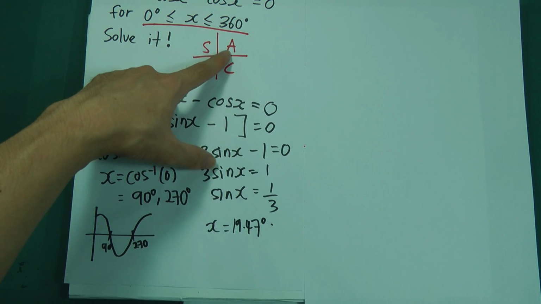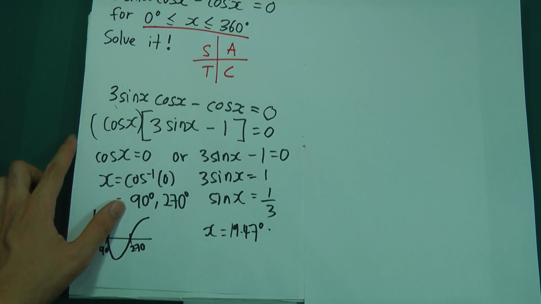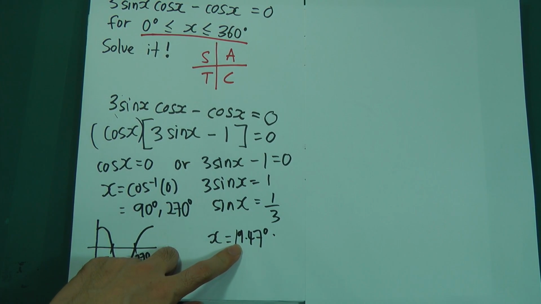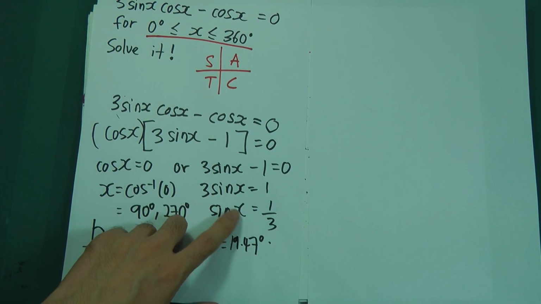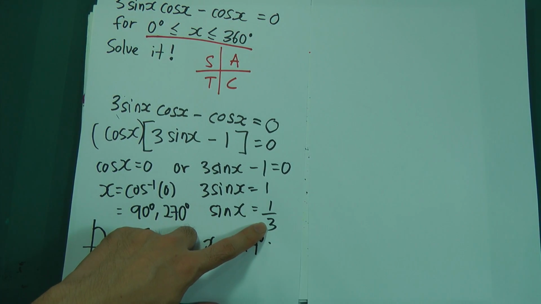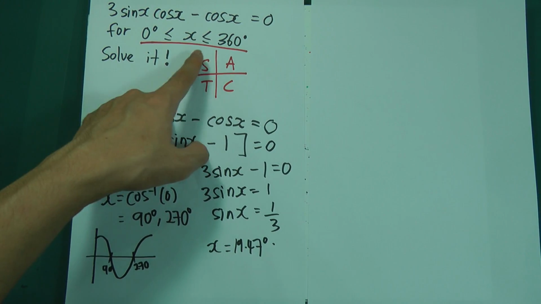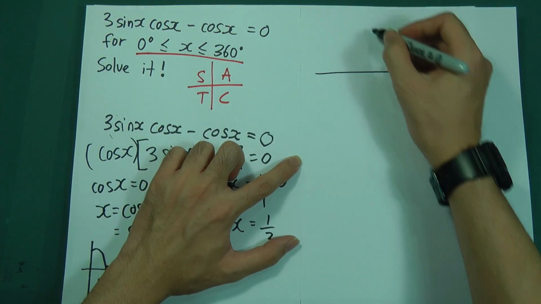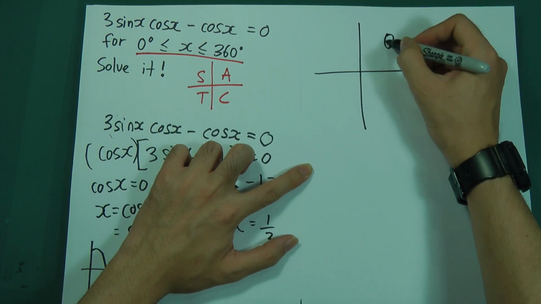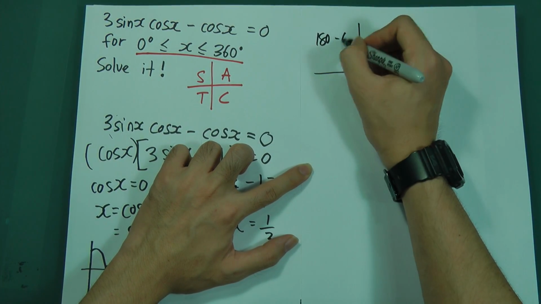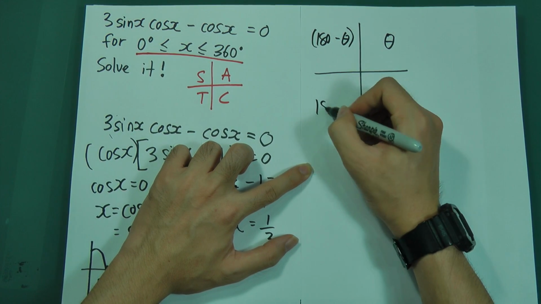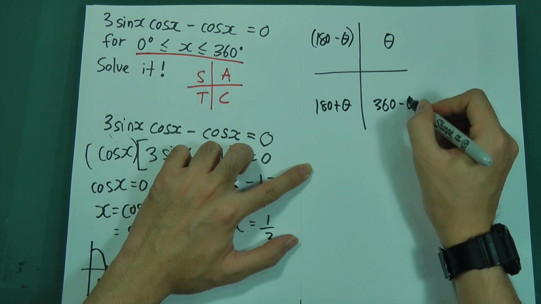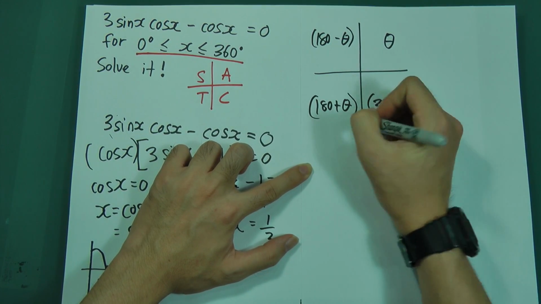It tells you this will involve 4 different quadrants. Sin x has a positive value, which means you will involve the first quadrant and the second quadrant. What is the meaning? For the first quadrant, it's just the angle. The second quadrant is 180 minus angle. The third quadrant is 180 plus angle, and the last quadrant is 360 minus angle. This one you have to memorize.